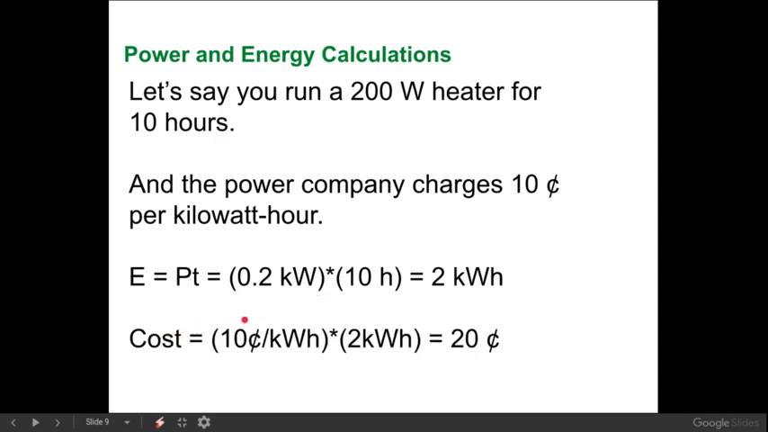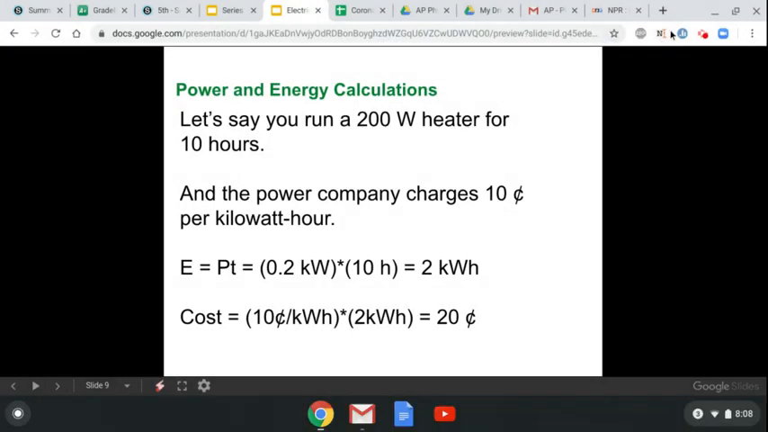If they charge you 10 cents per kilowatt hour, then we multiply the two. So 10 cents times 2 kilowatt hours would be 20 cents would be the cost that they would charge you there. And that is the end of the power video.